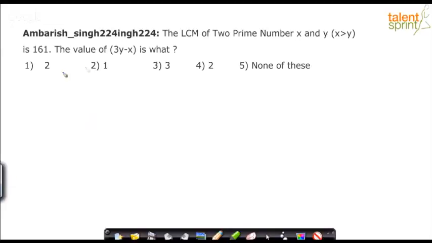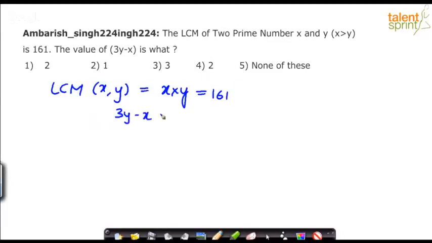You know that the LCM of 2 prime numbers x and y will be equal to the product of those 2 numbers. Yes or no? LCM of prime numbers is always the product of those 2 numbers. Like LCM of 3 and 7 is 21. LCM of 5 and 11 will be 55. LCM of 5 and 7 will be 35. It is always the product. So basically x into y equals 161. What is the value of 3y minus x?